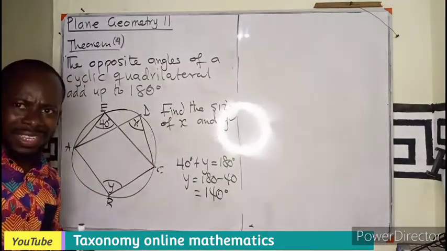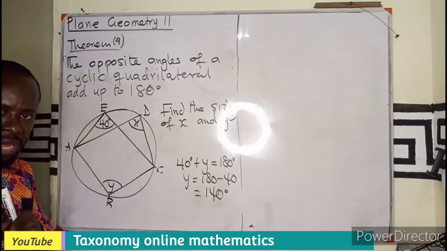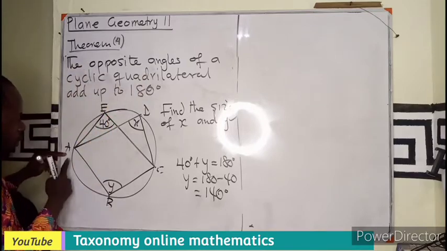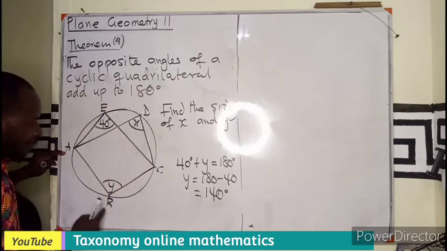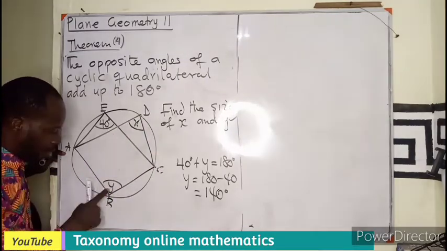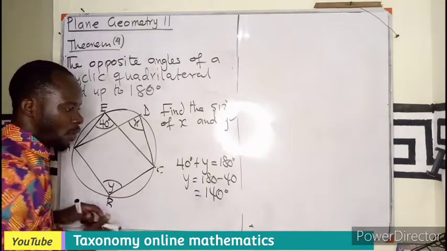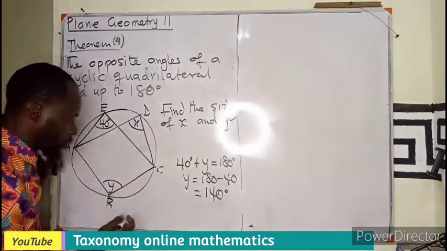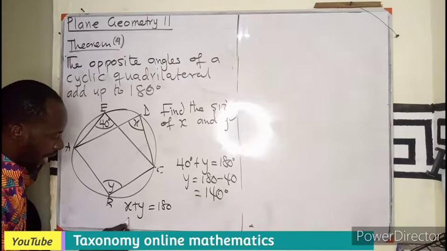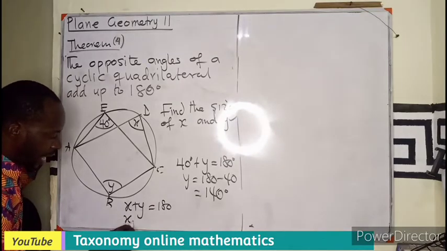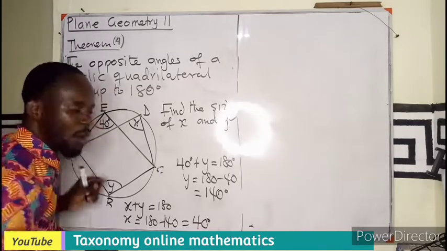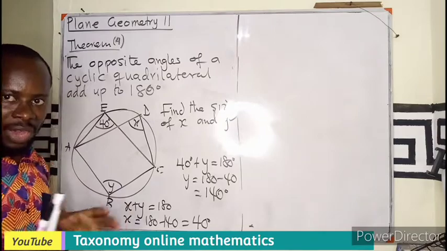What of the x? You can use the same property, that says that the opposite angles add up to 180. In this case, we'll be using A, B, C, D. The opposite will be D and B. Therefore, x plus y is expected to give you 180 from the same theorem. So you'll be saying that x plus y equals 180, where your y is 140, so x is going to be 180 minus 140, and that gives you 40 degrees. I believe you get the two concepts.